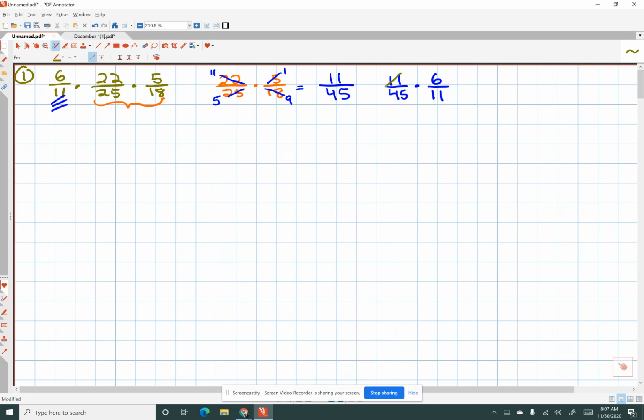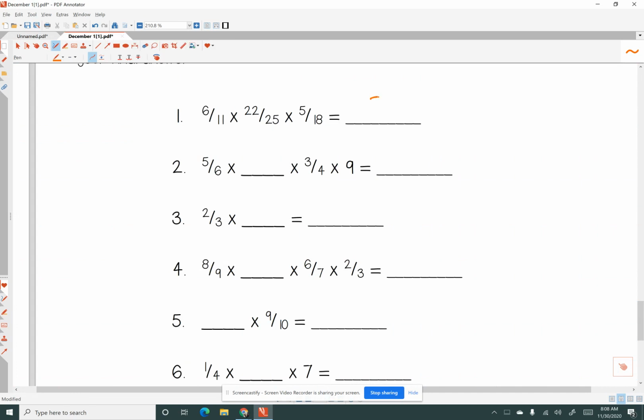And look at this. 11 is divisible by itself. So 11 divided by 11 is 1. And 6 is divisible by 3. So let's see. 6 divided by 3 is 2. And 45 divided by 3 is 15. Multiplying across, I have 2/15, and I don't need to simplify any further because that answer is already simplified. So I'll put that answer right here and here.